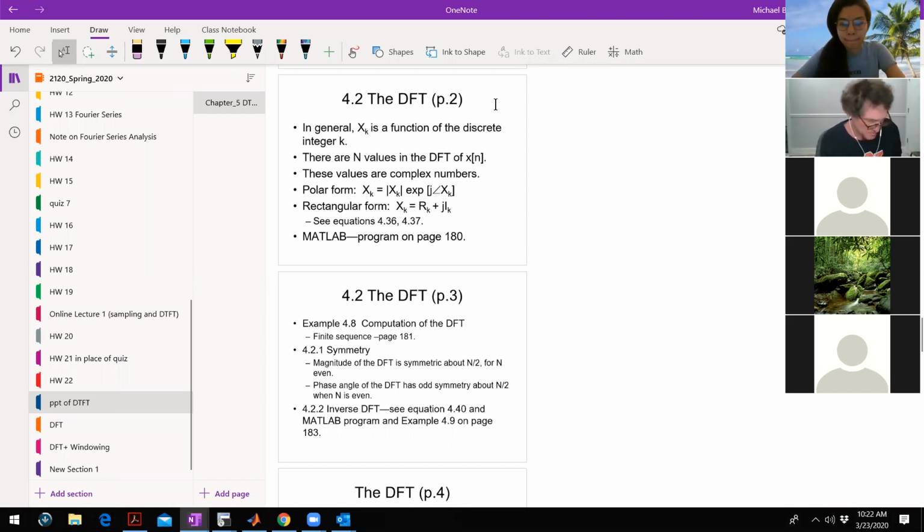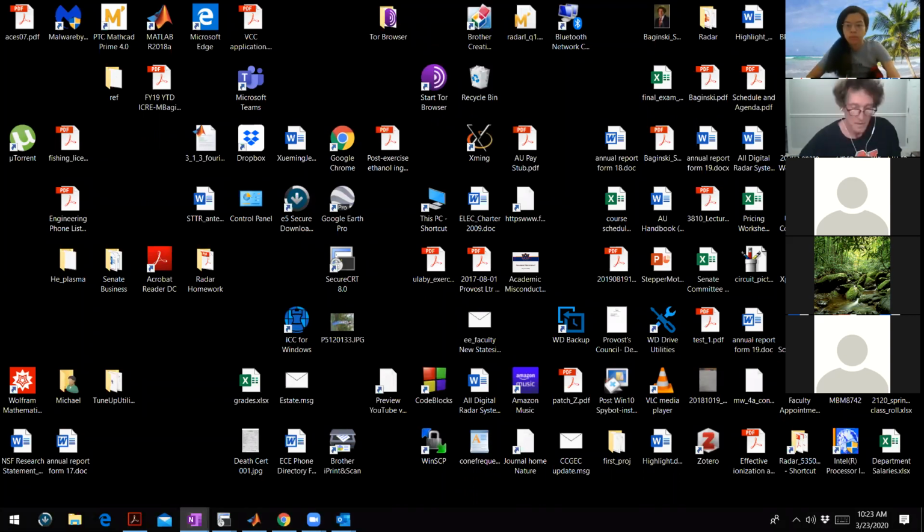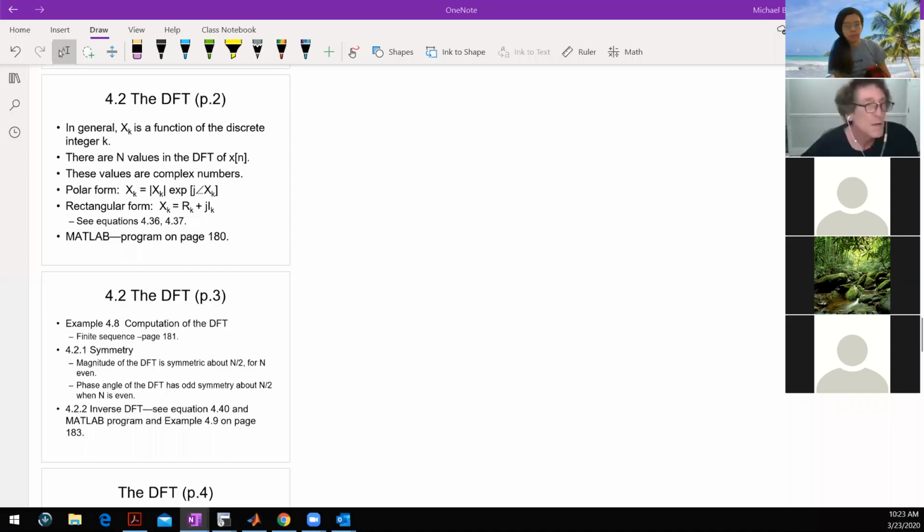What I want to do is try to do this on this tablet and write better than usual, if you don't mind. So let me try to do this. So now I've got to cast this screen. Give me 1 second. I can't see it, but can you see the DTFT 4.2 right here? Everyone? Yes, I can see it, and I can see you writing too.